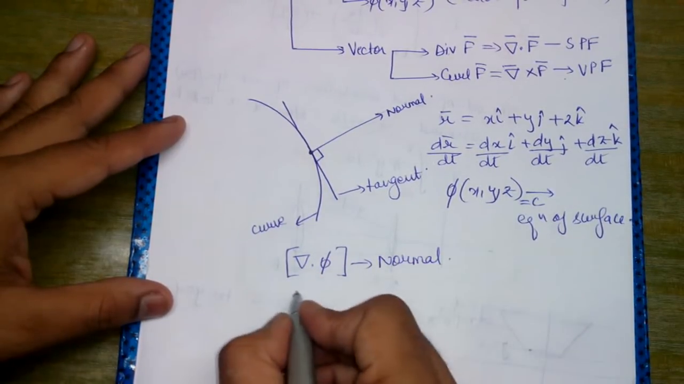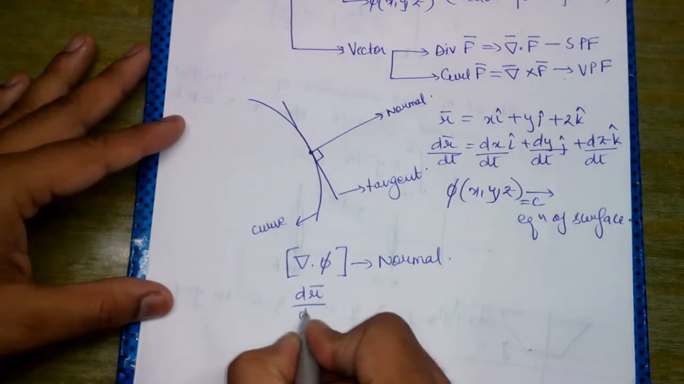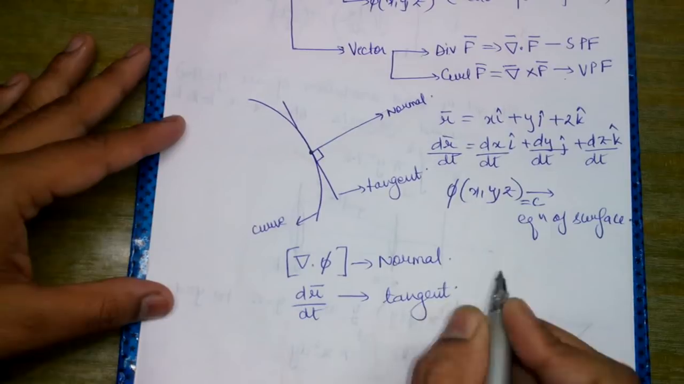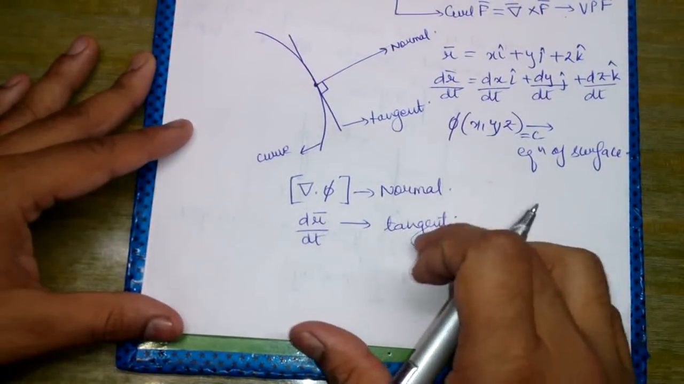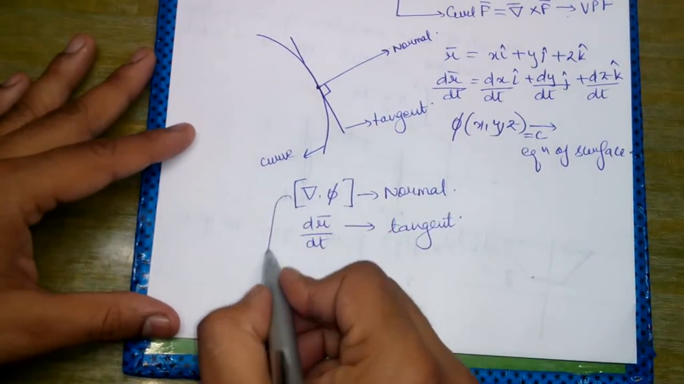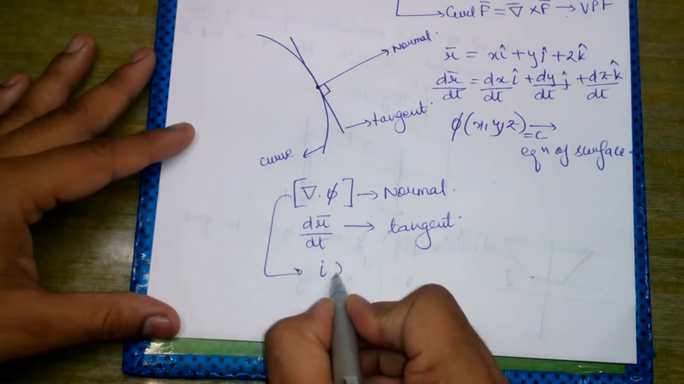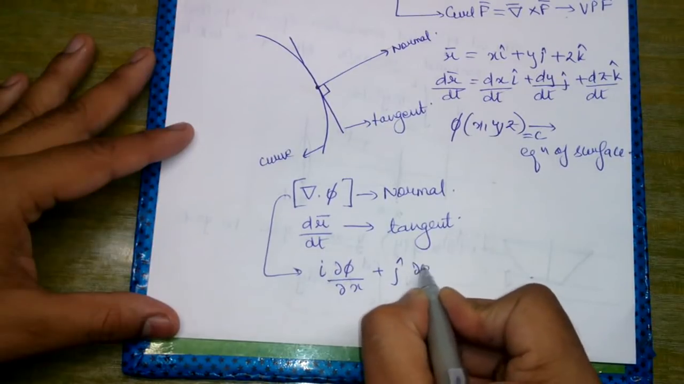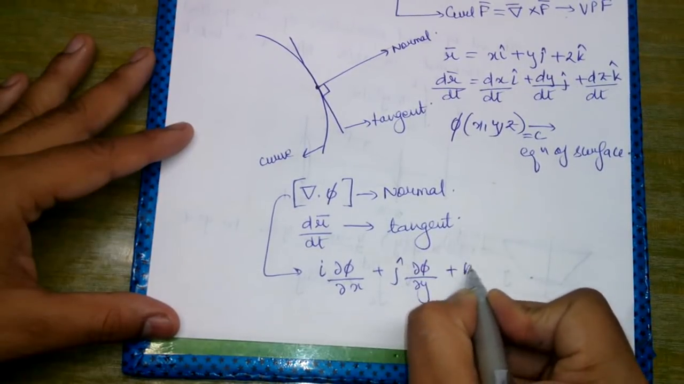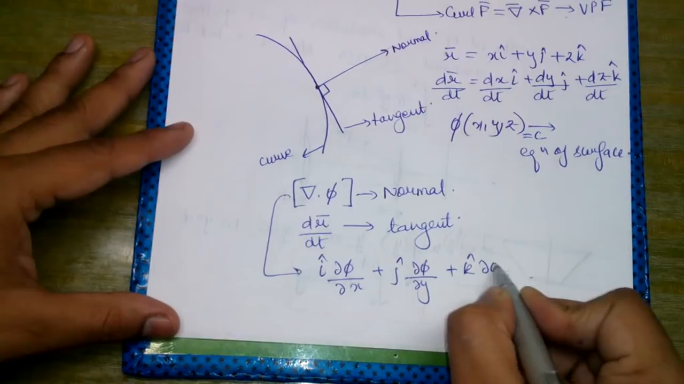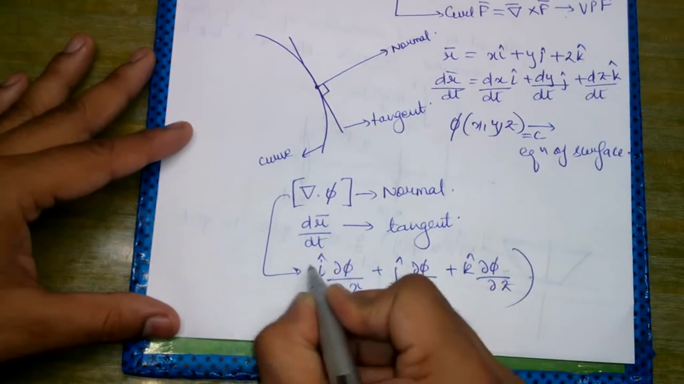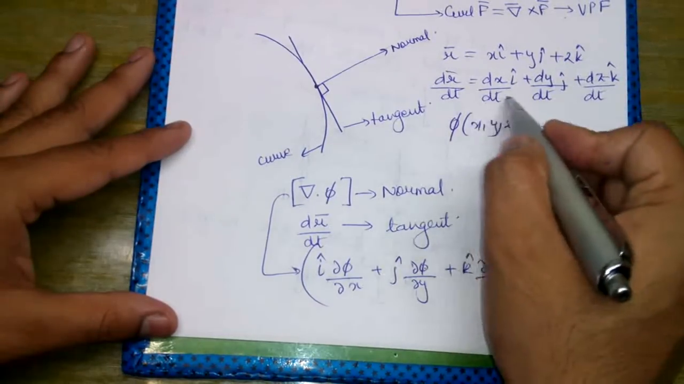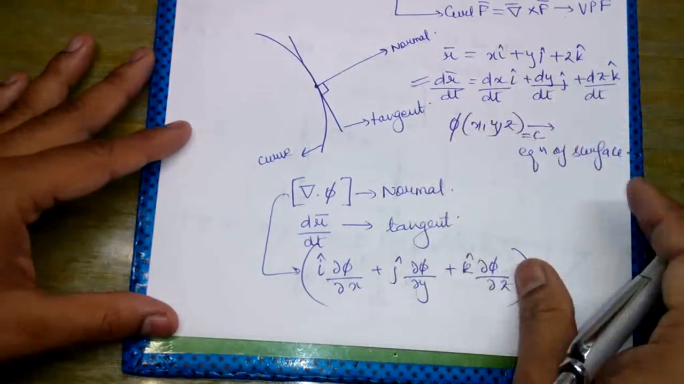Okay, and dr upon dt is nothing but the tangent. So this part is representing the normal, and this is representing the tangent. If we find out this part, we will obtain i cap del phi by del x plus j cap del phi by del y plus k cap del phi by del z. This would be the normal part, and the tangent part we have already written like this.